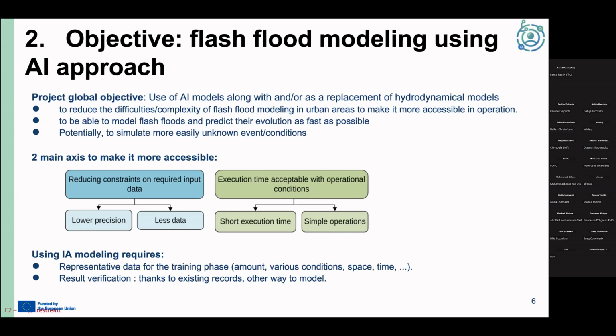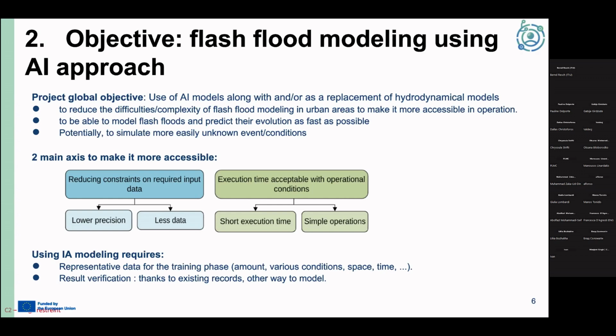So we can work with AI in two different axes. The first one is to still work with our physical model, but to add AI, deep learning or machine learning models to help the physical model to be faster or to be more precise. Or also we can completely replace the physical model by an AI one.